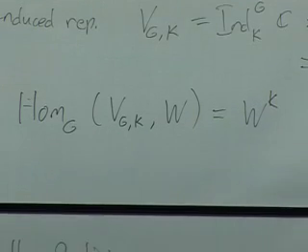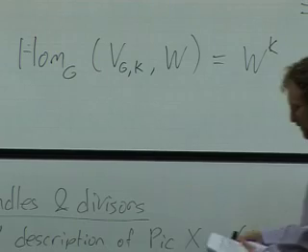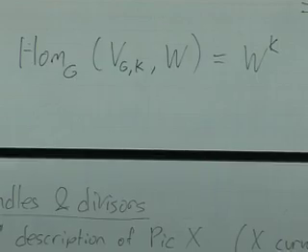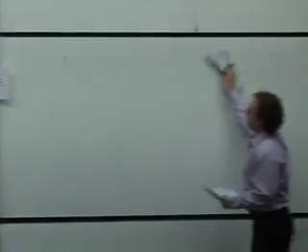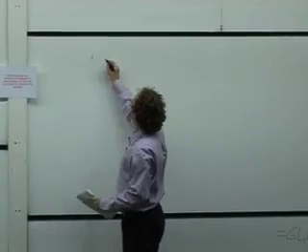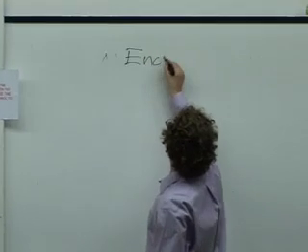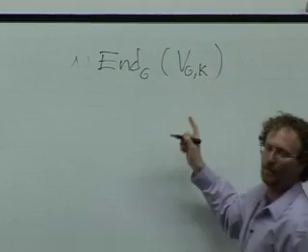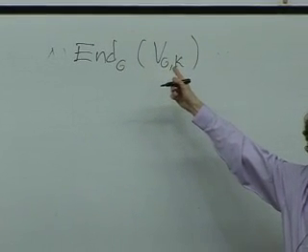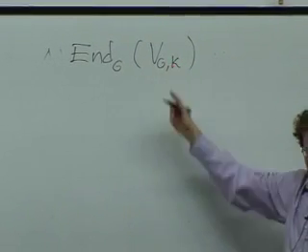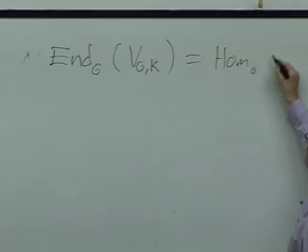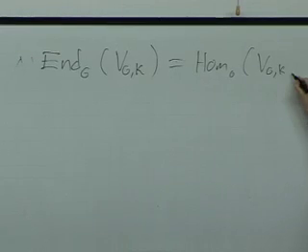So how does this have to do with Hecke algebras? The point is that if I look at endomorphisms of the representation V_GK, that's an algebra, right? It's endomorphisms of something. But what is it? Well, by definition, this is Hom_G from V_GK to itself.